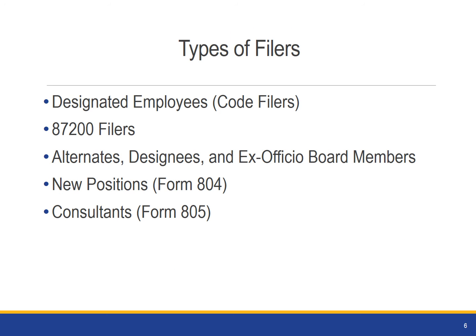There are two main types of Form 700 filers: designated employees, also called code filers, and 87200 filers. We will discuss designated employees first, as these will likely be the vast majority of your filers. We will then move on to 87200 filers and other types of filers, such as alternates and designee board members, new positions, and consultants.